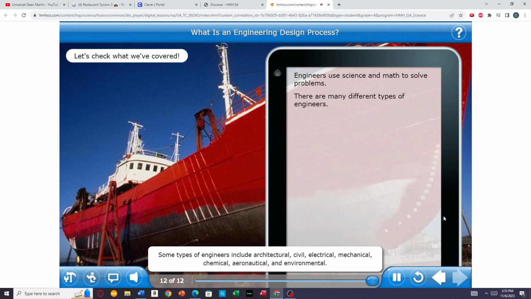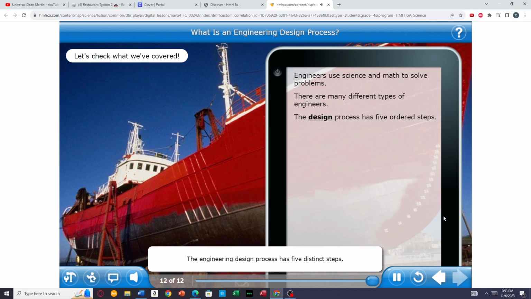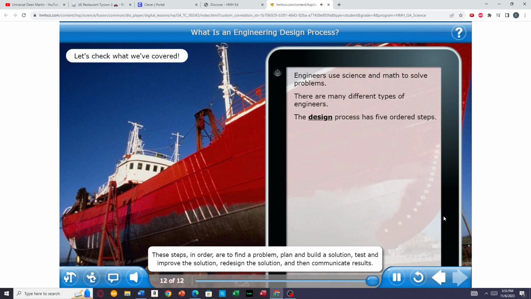The engineering design process has 5 distinct steps. These steps, in order, are to find a problem, plan and build a solution, test and improve the solution, redesign the solution, and then communicate results. Now that you've finished this lesson, if you wish, you can go back and review any part of the lesson again.